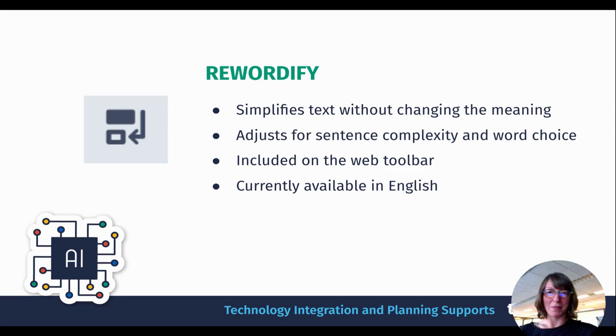The first tool we'll look at is called Rewordify. This was added to the toolbar just recently and uses a large language model in the background to simplify the text without changing the meaning. Sometimes the changes when you turn this feature on are subtle, but here's some ways to tell. When you turn on the Rewordify feature, it will adjust for the complexity of the sentences, taking a complex sentence and making it simpler, and it will also simplify the word choice by taking a higher level vocabulary word and replacing it with a simpler one.